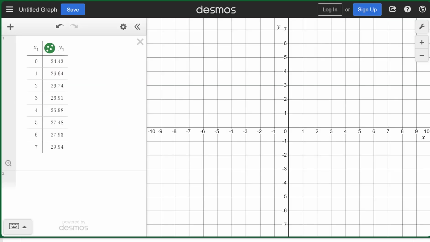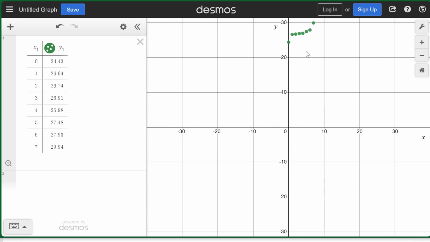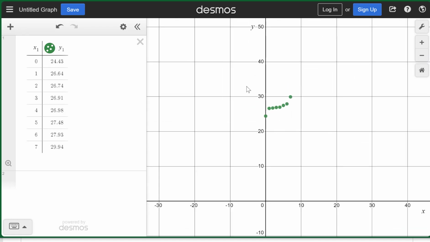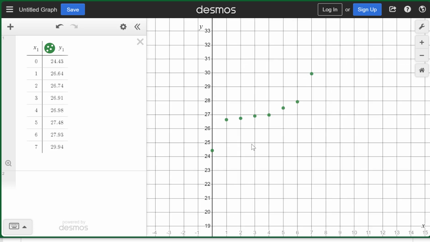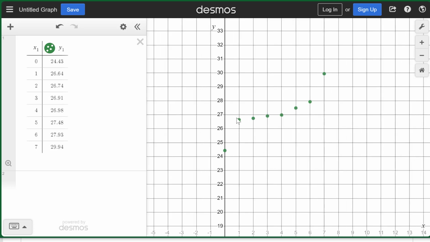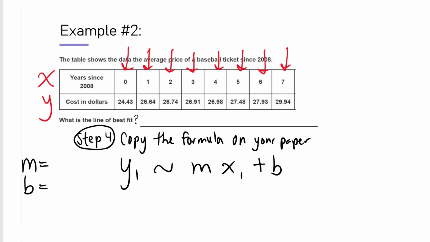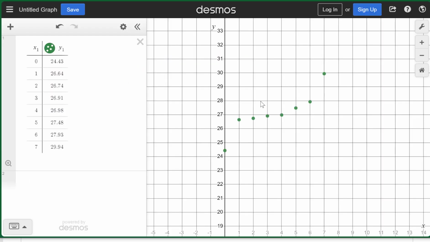Okay, now that you have typed the table in Desmos, you need to find the points. So click minus, minus, and there are my points. Now you can get closer. Plus, plus. This problem is difficult because it kind of looks like a curve. Unfortunately, this point, we can't do a curve. It's going to have to be a line. And in the question, it says, what is the line of best fit? So you know it's a line.